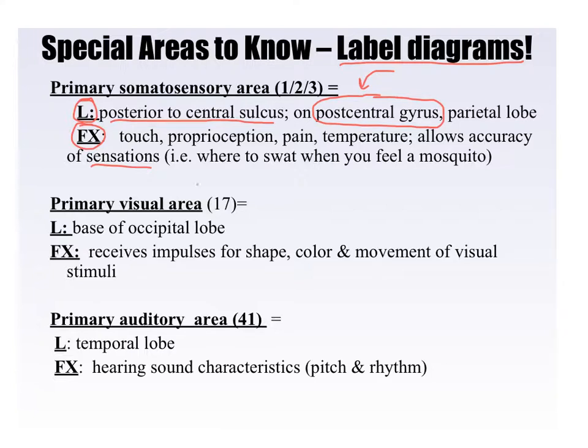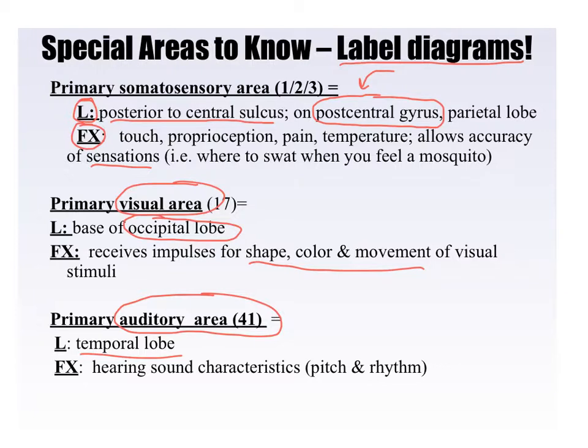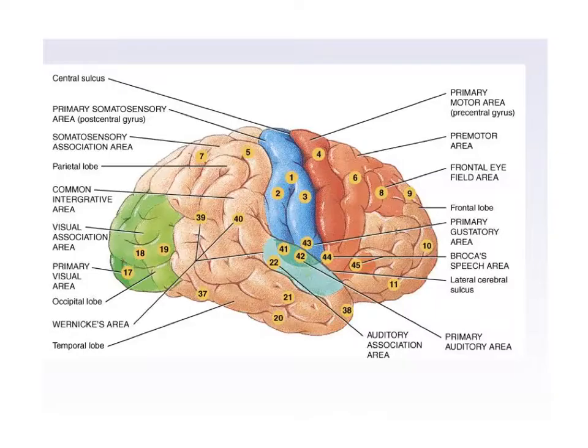Primary visual area, remember that's in the occipital lobe, which is in the very posterior part of the brain, and that's going to receive your visual stimuli. Auditory area, of course, that's located in your temporal lobe, and that's going to be hearing, sound characteristics like pitch and rhythm and so forth, basically hearing. And we've seen this picture several times, so I'm not going to go over it again, but feel free to look at that if you need to label your diagram.